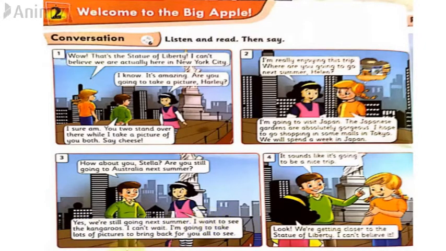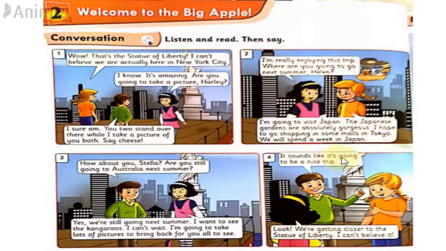I want to see the kangaroos. Full stop. I can't wait. I'm going to take lots of pictures to bring back for you all to see. So now can't is short for cannot. I'm is short for I am. So she says I'm going to take a lot of pictures to bring back for you all to see. Pictures is a plural. When there is a singular thing, we are not going to add s or es. But when there are more than one thing, then we are going to add s or es. So picture or pictures, we have added an s. So this is a plural.